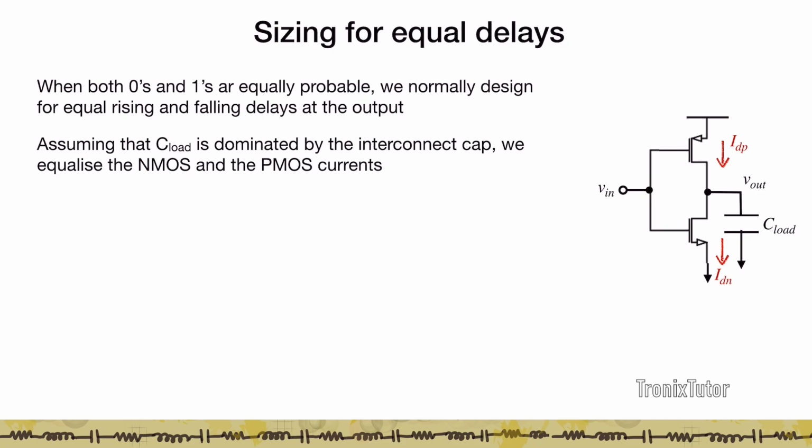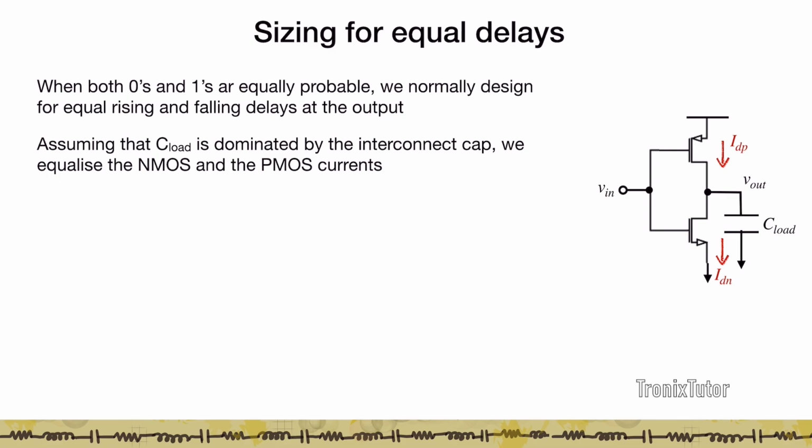So if I want to do that, let's assume now that this C load is not related to the transistor sizes. That is, the C load is dominated by a very big interconnect which is connected at the output. And the reason I'm bringing this up is because then this load capacitance is independent of the transistor sizing.